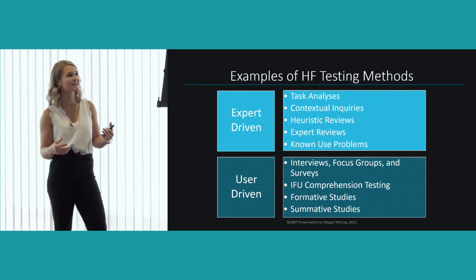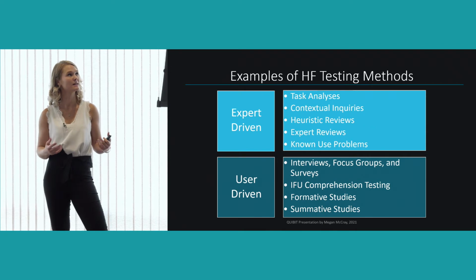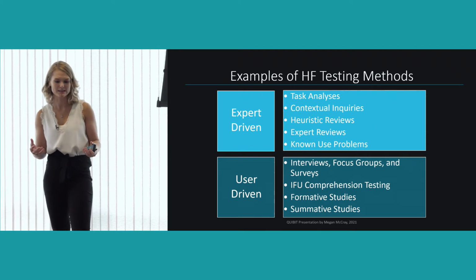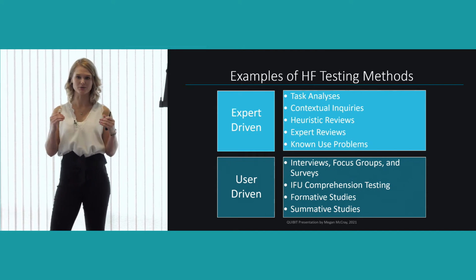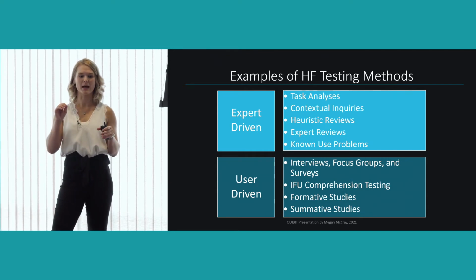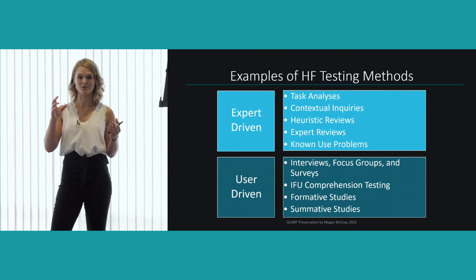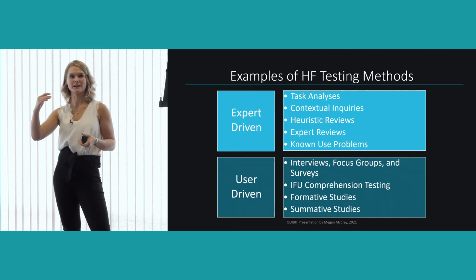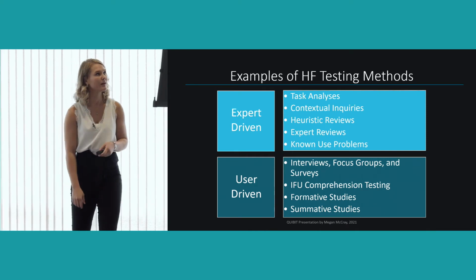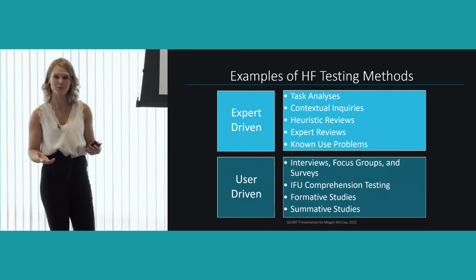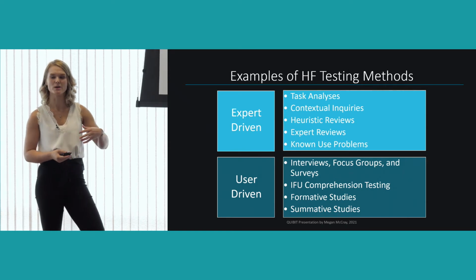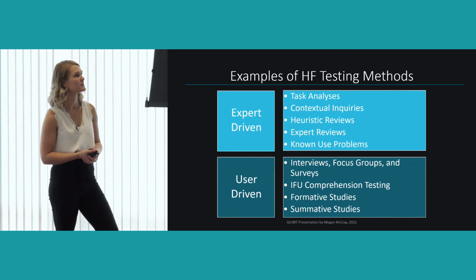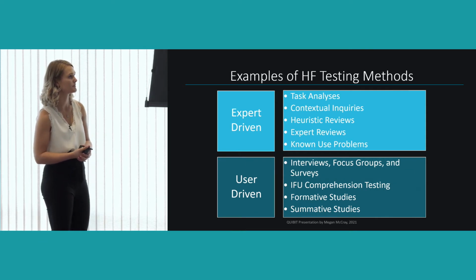This includes things like task analyses, contextual inquiries, and heuristic reviews. So a task analysis breaks down a process into each individual step and then applies our three-stage model, so our perception, cognition, and action, and looks for any sources of error. Our heuristic review is just like we went through with our 10 heuristics.